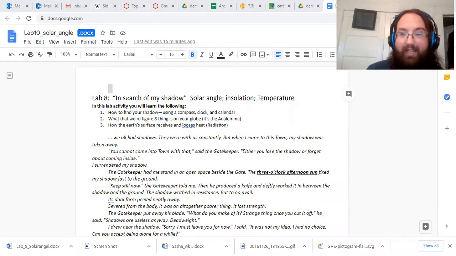So what we're looking at in this lab is how the angle of the sun relates to how quickly the planet gets hot, and how, in the absence of sun, how quickly the planet cools down.